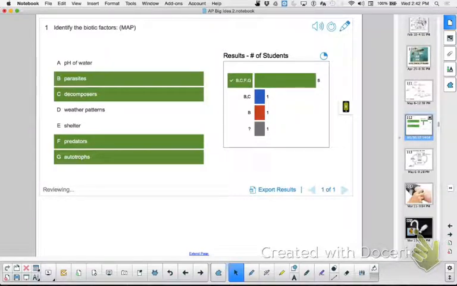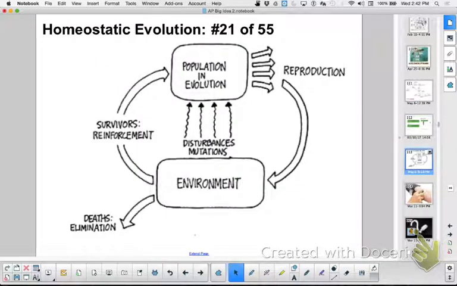Those are the biotic factors. So, three of you are struggling. I hope you know who you are, strugglers. All right. So, there are 55 enduring understandings. This is number 21. So we're not quite halfway through.